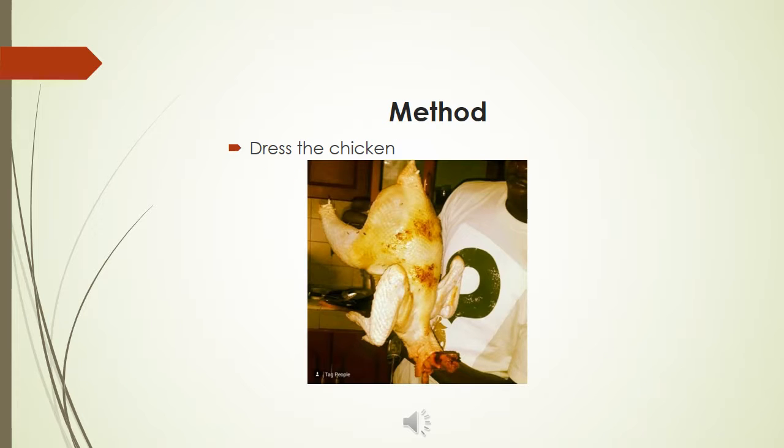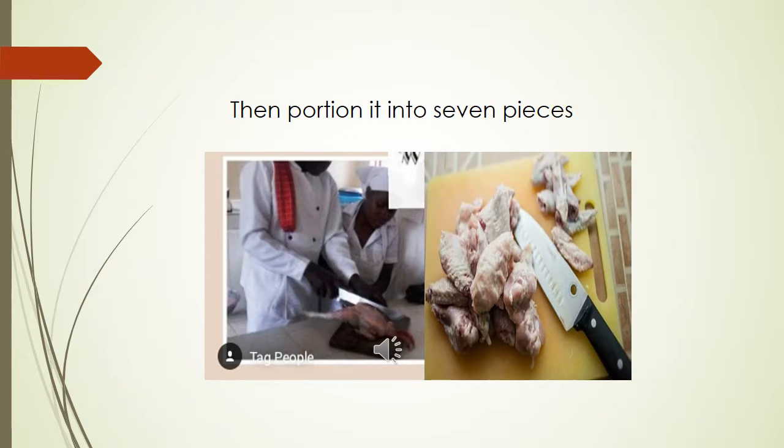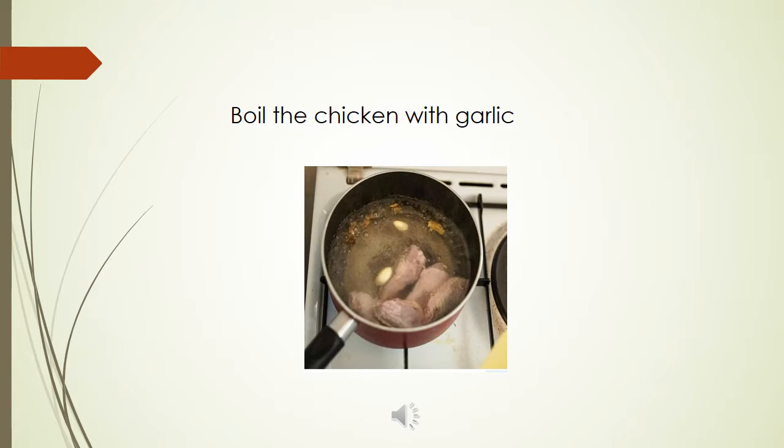Now we move into the second part of the recipe, method of preparation. First, dress the chicken. This process involves removing the feathers of the chicken, the head, and the innards of the chicken. Next, portion the chicken into 7 pieces as shown in the picture below. Next, boil the chicken with garlic.